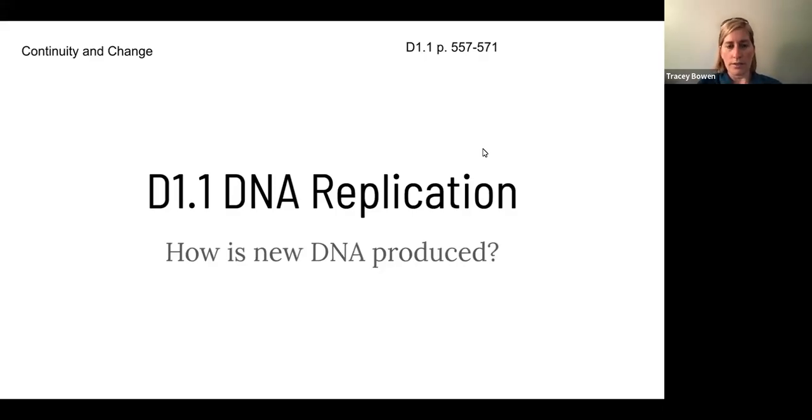All right, so in this video, we're going to be looking at DNA replication, which is D1.1, and we're going to be talking about how new DNA is produced, and we want to be thinking about continuity and change, which means, how are we keeping DNA structure more or less the same, but also simultaneously, how are we making copies of it so we can replicate cells?